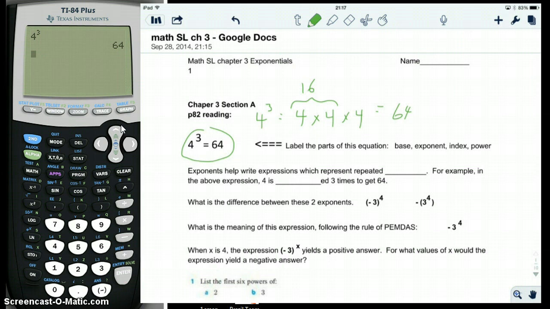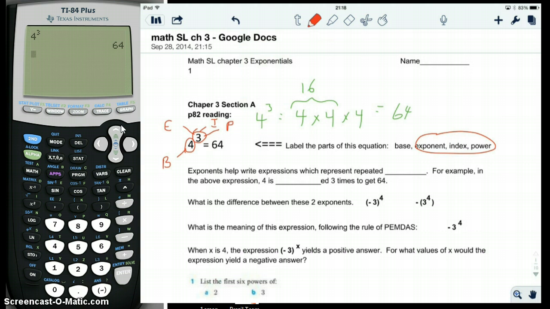It says to label the parts of this equation: base, exponent, index, and power. Let's see. The base is the bottom of the exponent, okay? And the exponent is this part that's at the top. And the index is the same thing. This is also the index. And the power is also here. So exponent, index, and power, those are just three ways of saying the exponent. And the base is the bottom part.